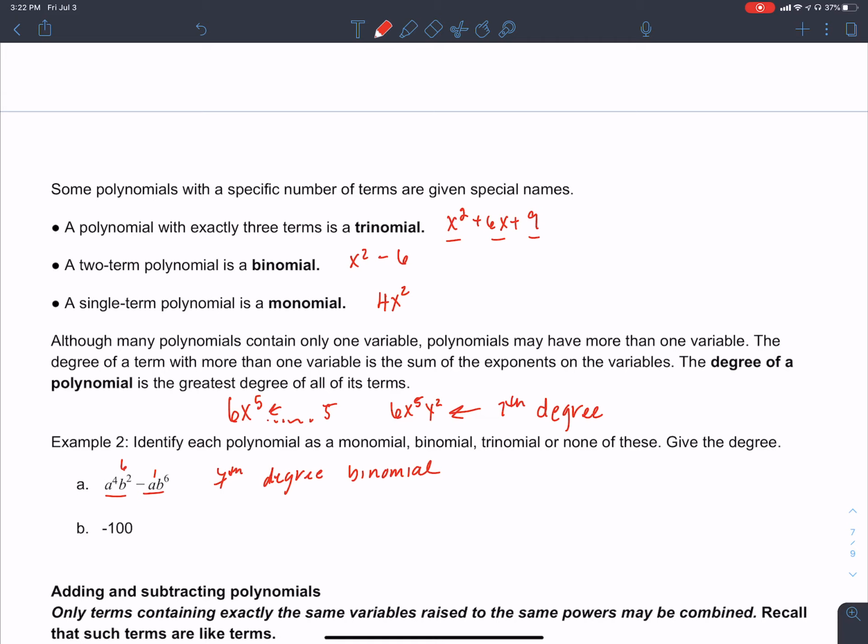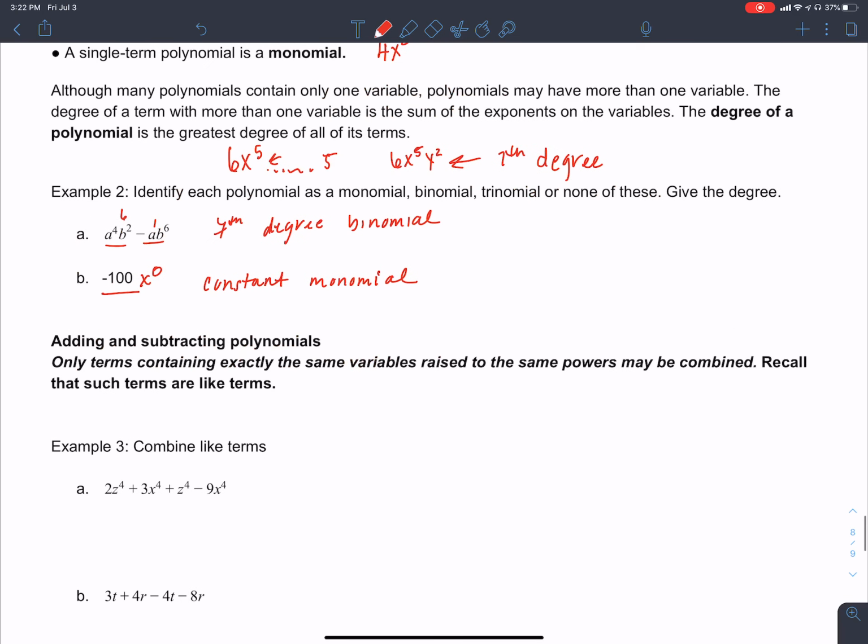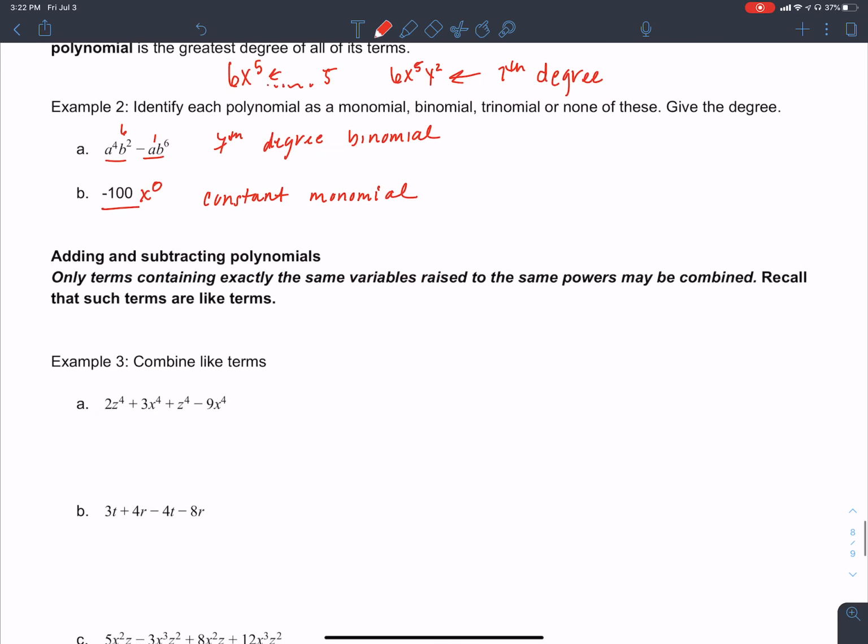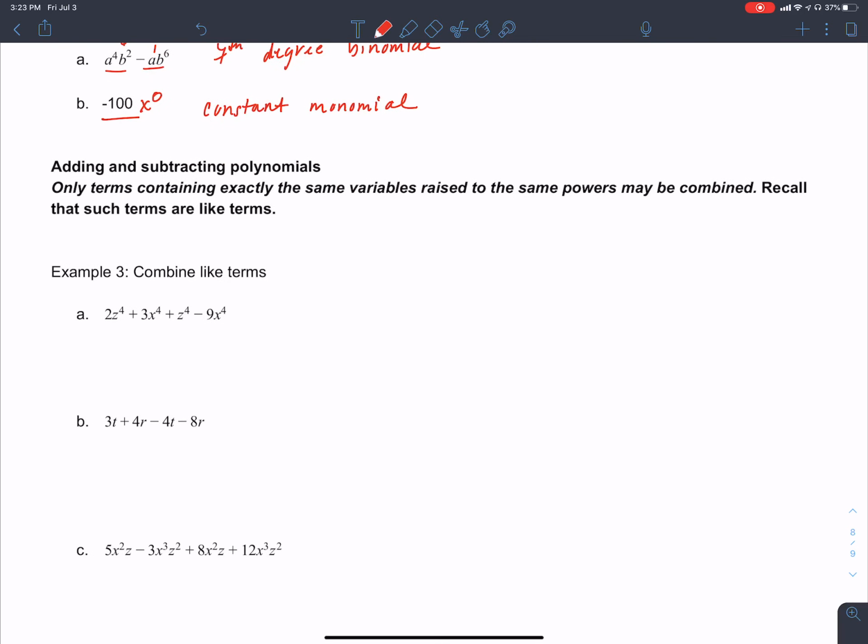Okay. This is going to be a constant. That's its degree because it's 0, right? But it's a monomial. Okay. All right. So anything with a 0 degree is a constant. Okay, we're going to add and subtract polynomials. Now, when we're adding and subtracting polynomials, first we talk about combining like terms. So like terms have to have the exact same variable with the exact same power.